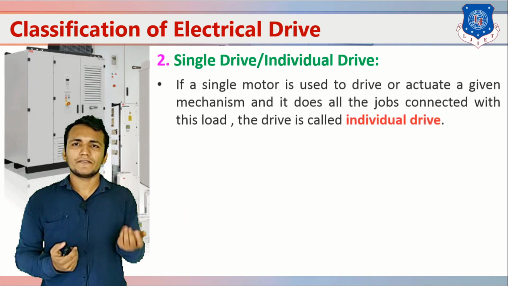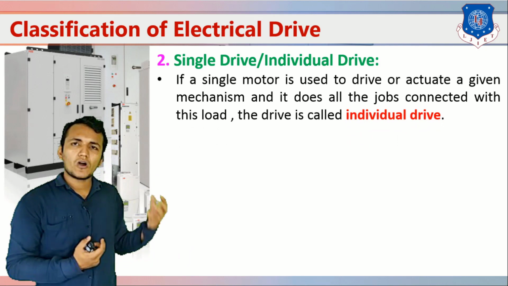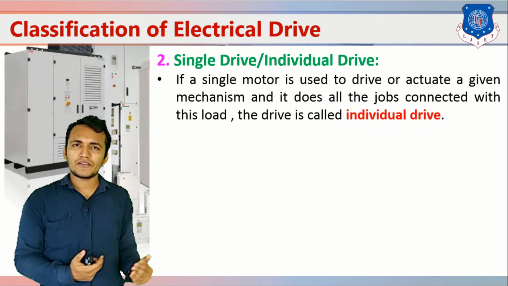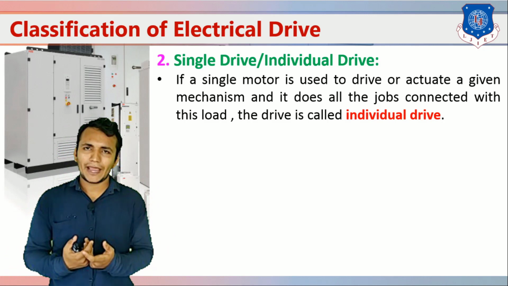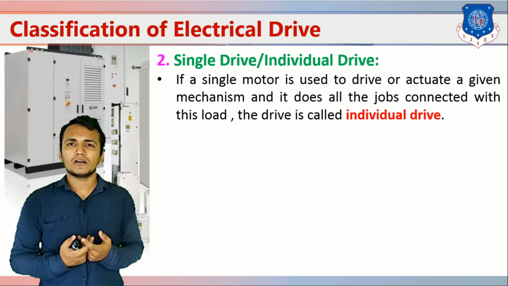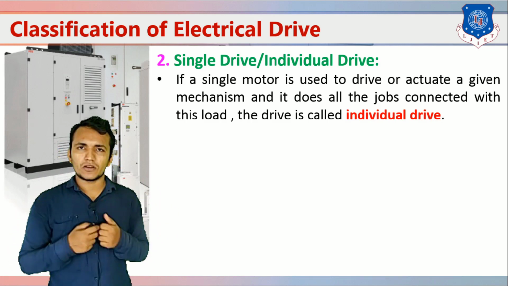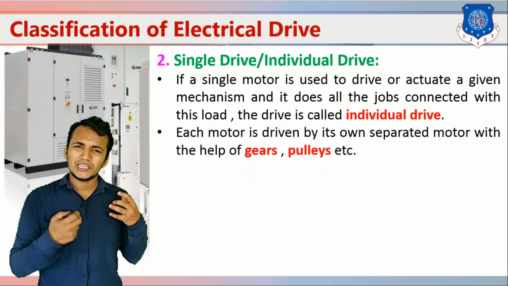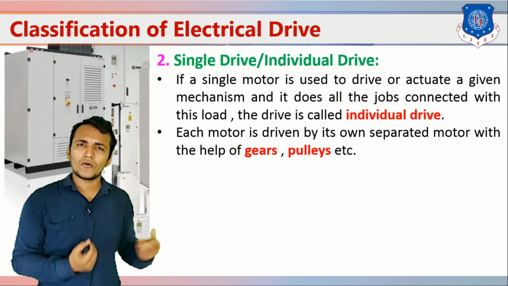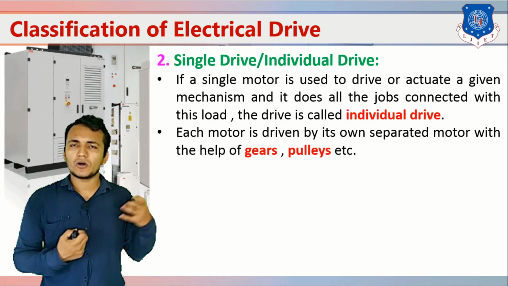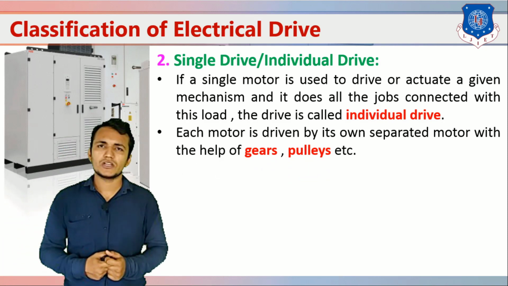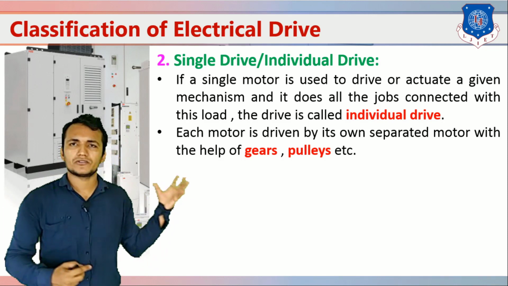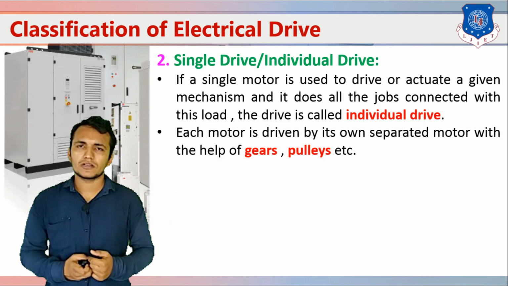So we can say the definition like this: if a motor is used to drive or actuate a given mechanism and it works all the jobs connected with the load, the drive is called an individual drive. Okay, and each mechanism is driven by its own separate motor with the help of gears and pulley systems. So that is the definition for single or individual drives.